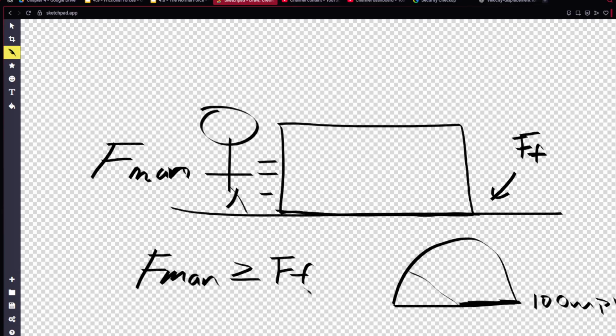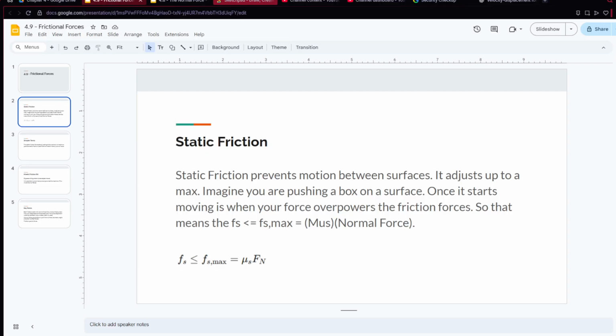Yeah, that is like the most in-depth way I could explain it. Let's read what I wrote here. It adjusts up to a max. Imagine you're pushing a box on a surface. Once it starts moving is when your force overpowers the friction forces and gets to kinetic friction. So the Fs max is simply the max friction force that it is applying until it starts moving.